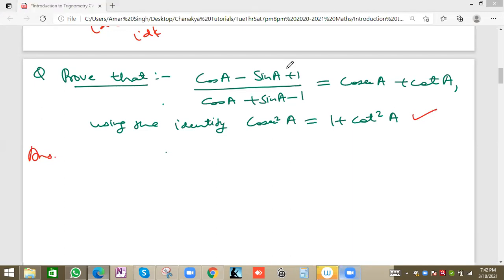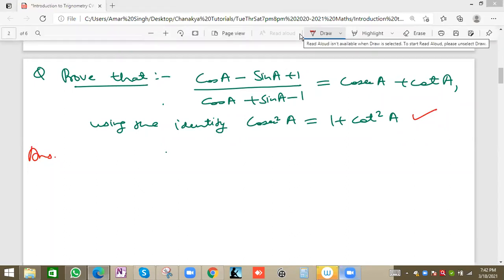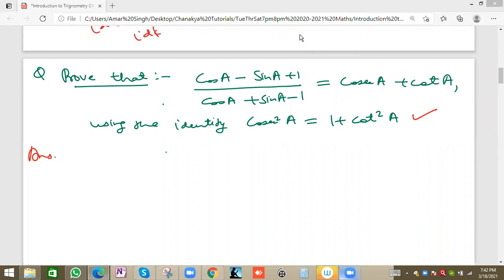We can also multiply by cos A plus sin A plus 1, but as per the question you use the identity cosec square A equals 1 plus cot square A, no problem. This is also correct. In 99% of cases you will get full marks by this method also. But it is better to use the identity as per the given question. So can you solve it? One second, let me show you.